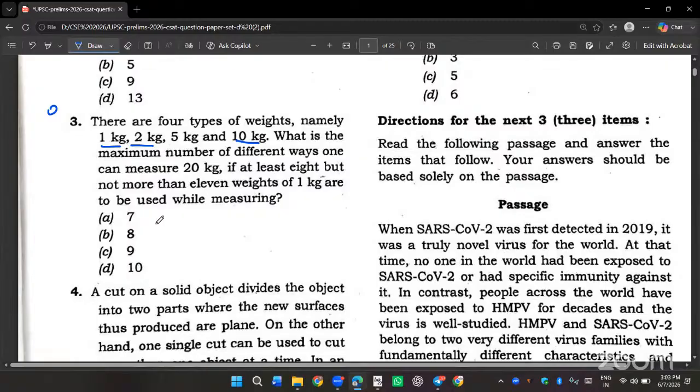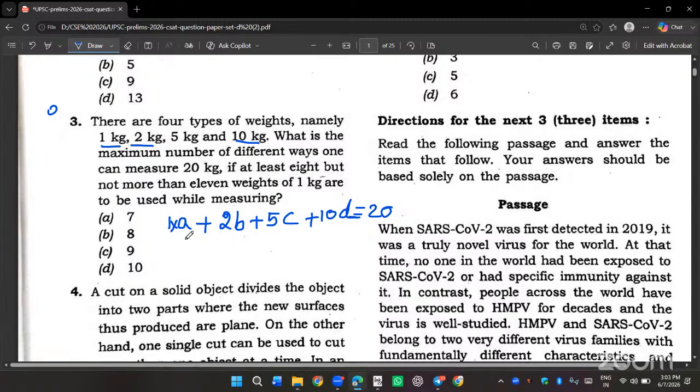Okay, algebraic equation. What is that equation? 1 kg weight into A weights, plus 2 kg weights, B number of weights, 5 kg, C number of weights, 10 kg, D number of weights, is equal to total 20 kg we need.